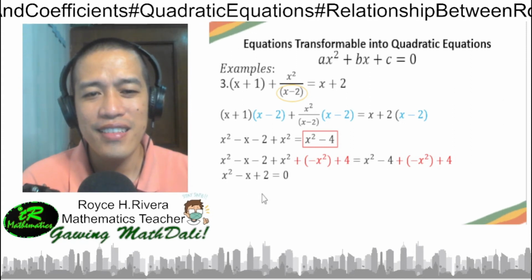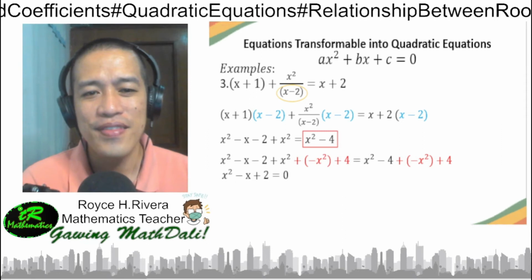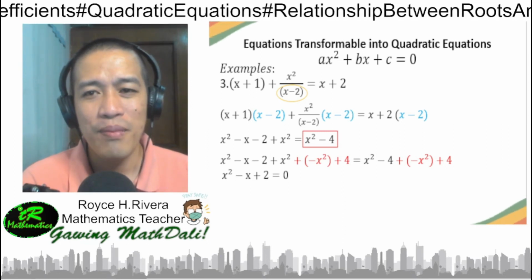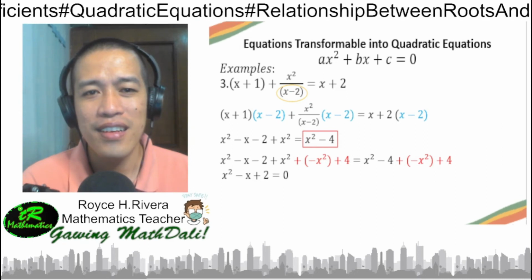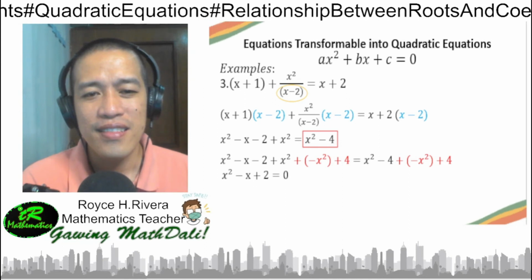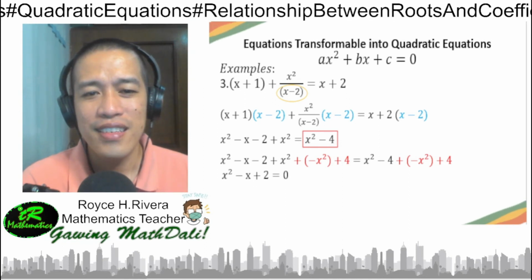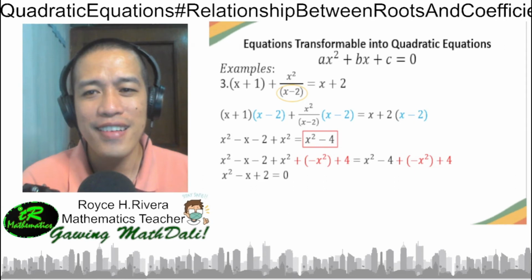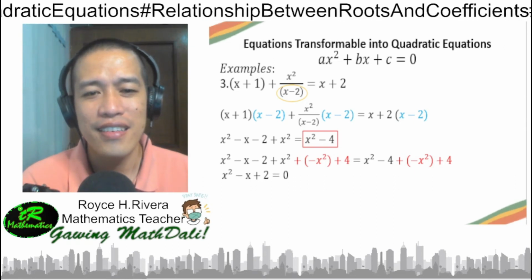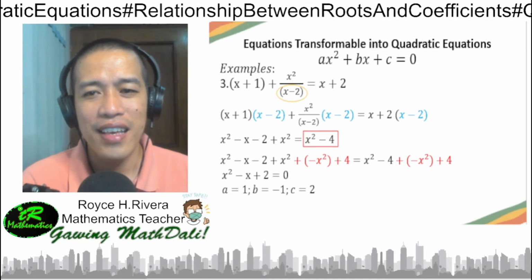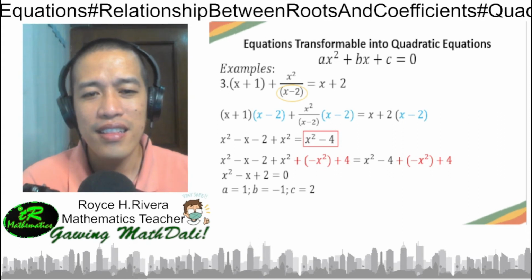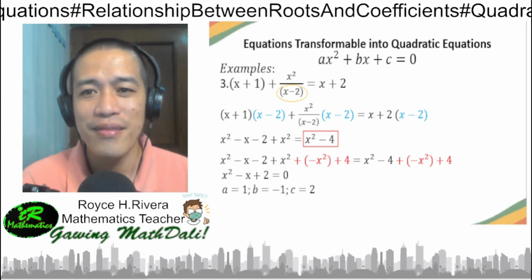This is not factorable. Thus, I can use completing the squares or I will use the quadratic formula. So, I will choose using the quadratic formula. So, I will get the values of a, b, and c. So, I have 1, negative 1, and 2 respectively.